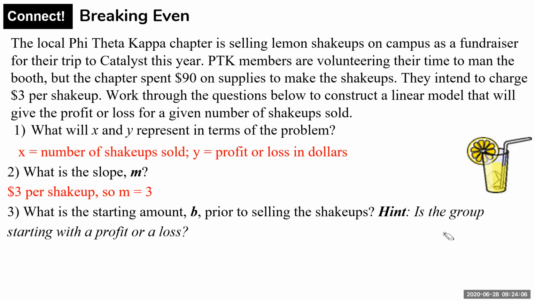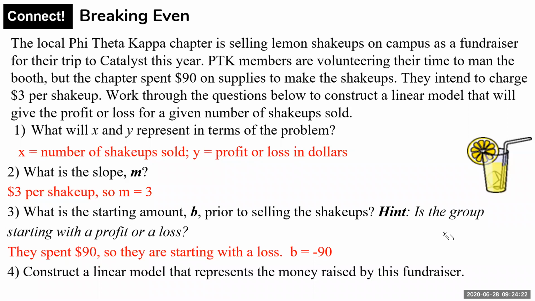Now, what is the starting point? The starting point is $90, and this should be negative, because how much you put into a business means you're already starting at a loss position. So the $90 will be a negative number.